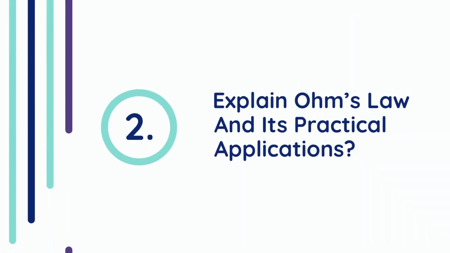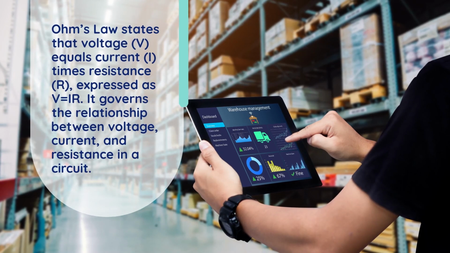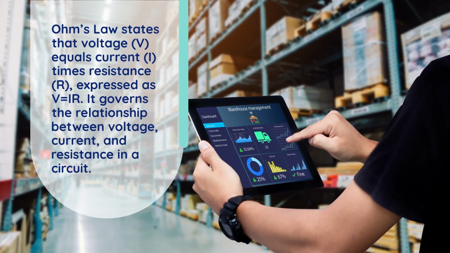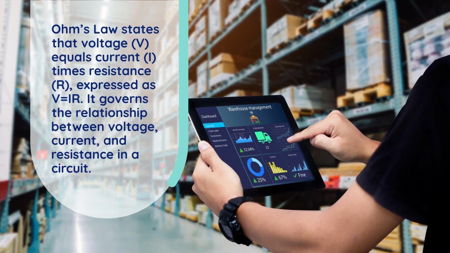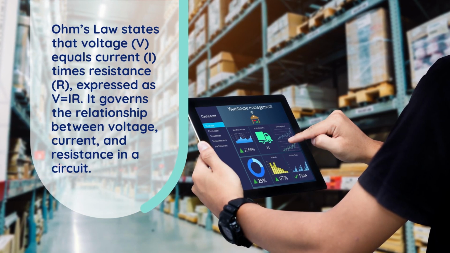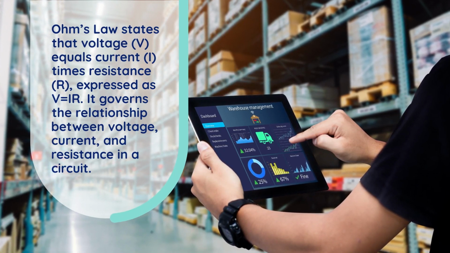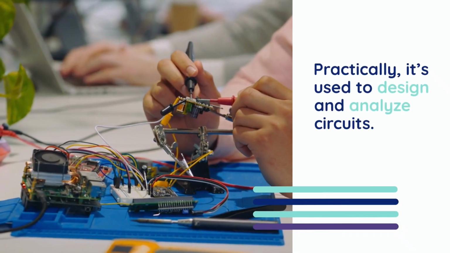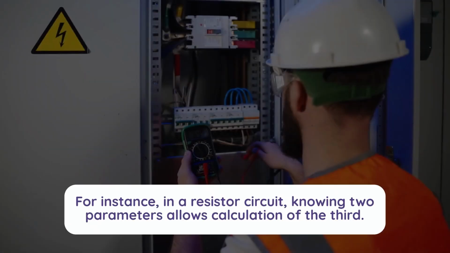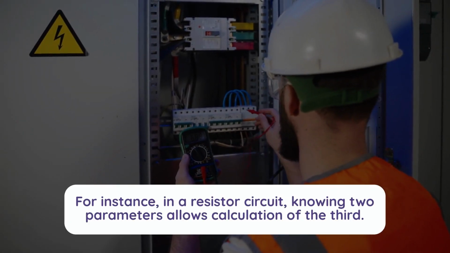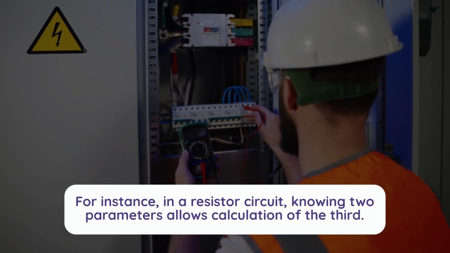2. Explain Ohm's law and its practical applications. Ohm's law states that voltage, V, equals current, I, times resistance, R, expressed as V equals IR. It governs the relationship between voltage, current, and resistance in a circuit. Practically, it's used to design and analyze circuits. For instance, in a resistor circuit, knowing two parameters allows calculation of the third.